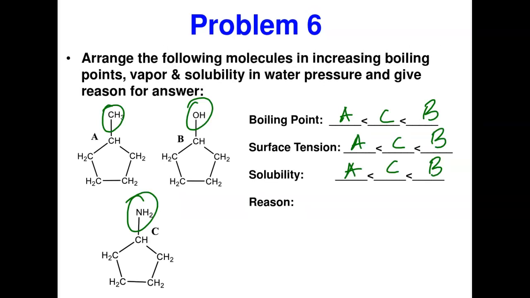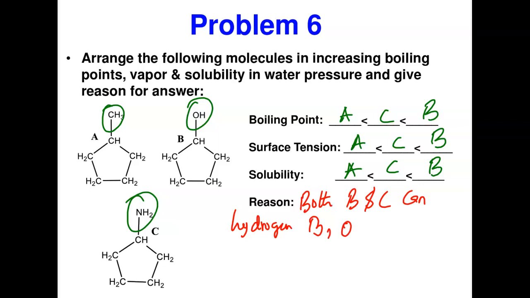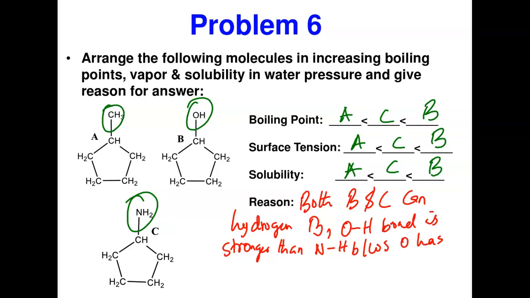And the more reason why this happens is that although both B and C can hydrogen bond, of course, which is the strongest, oxygen to hydrogen bond is stronger than nitrogen to hydrogen bond, of course, because O has a higher electronegative value than N.